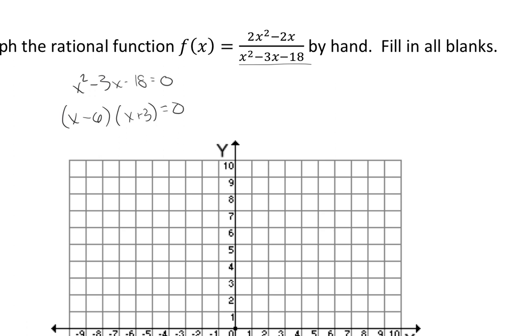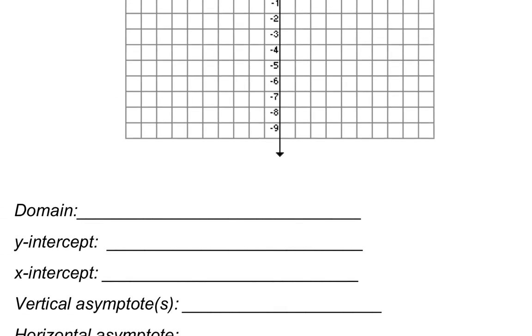So we're going to have some asymptotes at x equals 6 and negative 3. So our domain goes from negative infinity all the way to negative 3, then from negative 3 to 6, and then from 6 to infinity. So I'm going to go fill that in.